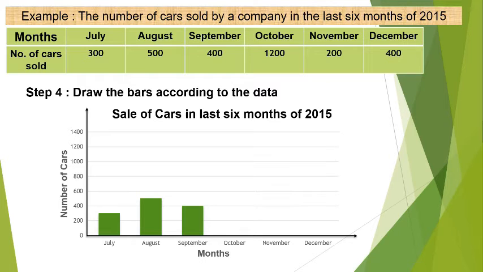Then for October, 1200. So for October, we will draw the bar till number 1200. For November, 200 cars are sold. So the bar will be drawn till number 200. And again in December, the bar will be drawn till 400. Now you again see all the bars are of equal width and are at equal distance.